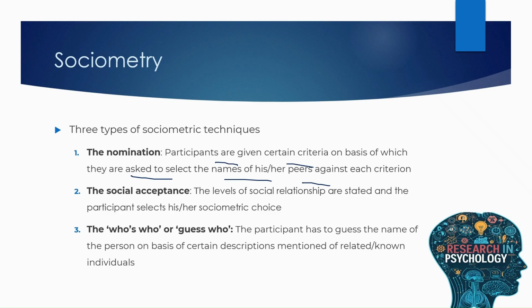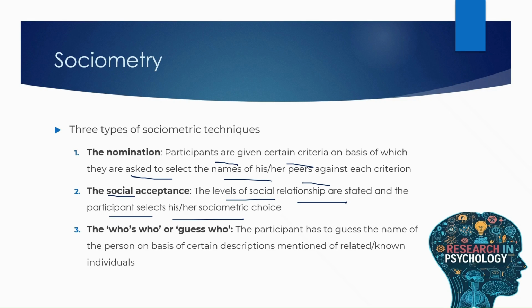Then secondly, we have social acceptance. Here the levels of social relationship are stated and the participant selects his or her sociometric choice. Right? So maybe acquaintance, that is one level of social relationship. Stranger is another level of social relationship. Casual friend or maybe best friend or confidant, right? All of these are levels of social relationship. Okay.